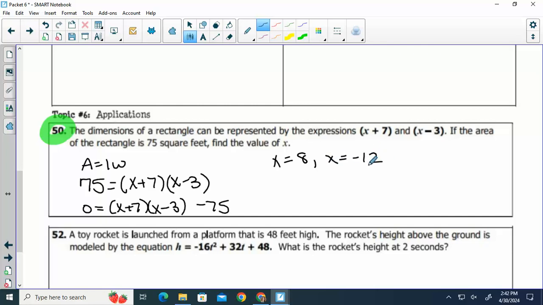Now, if you're talking about a rectangle, can we have a negative side? No, if I put in negative 12 plus 7, that's negative, so that's not going to work. So, in the context of this problem, because x is the length of a side, it would have to be the positive 8. All right.